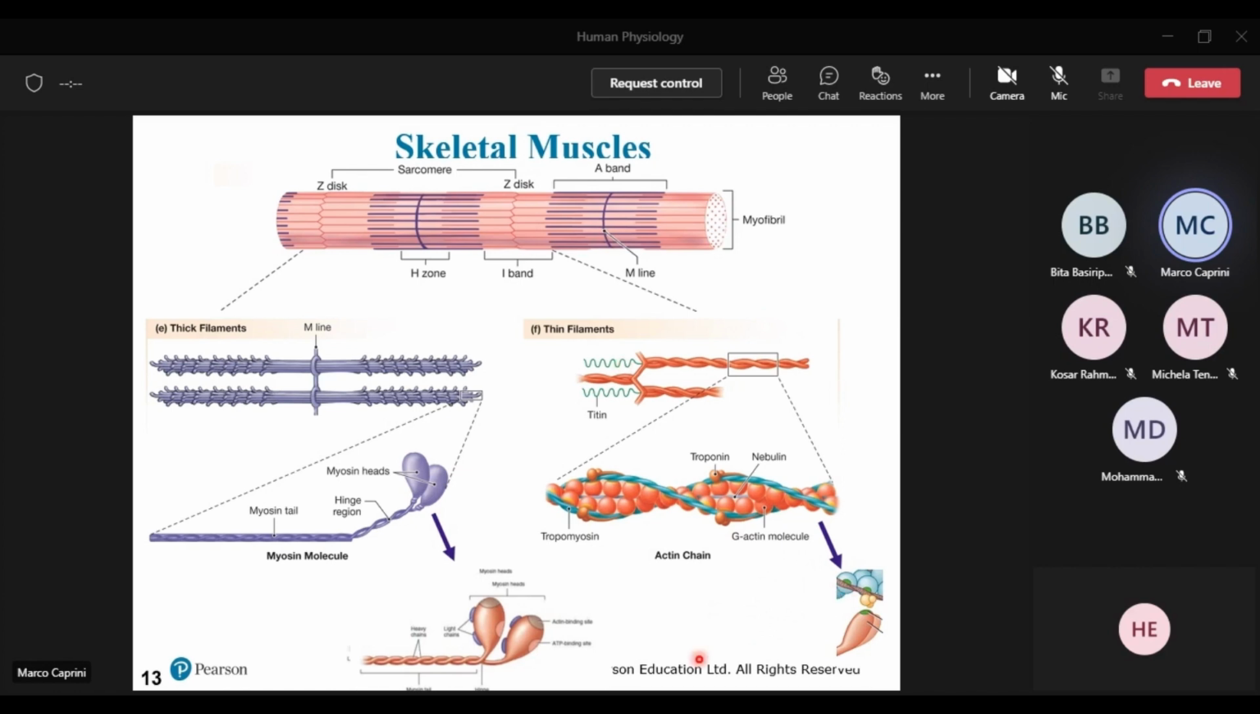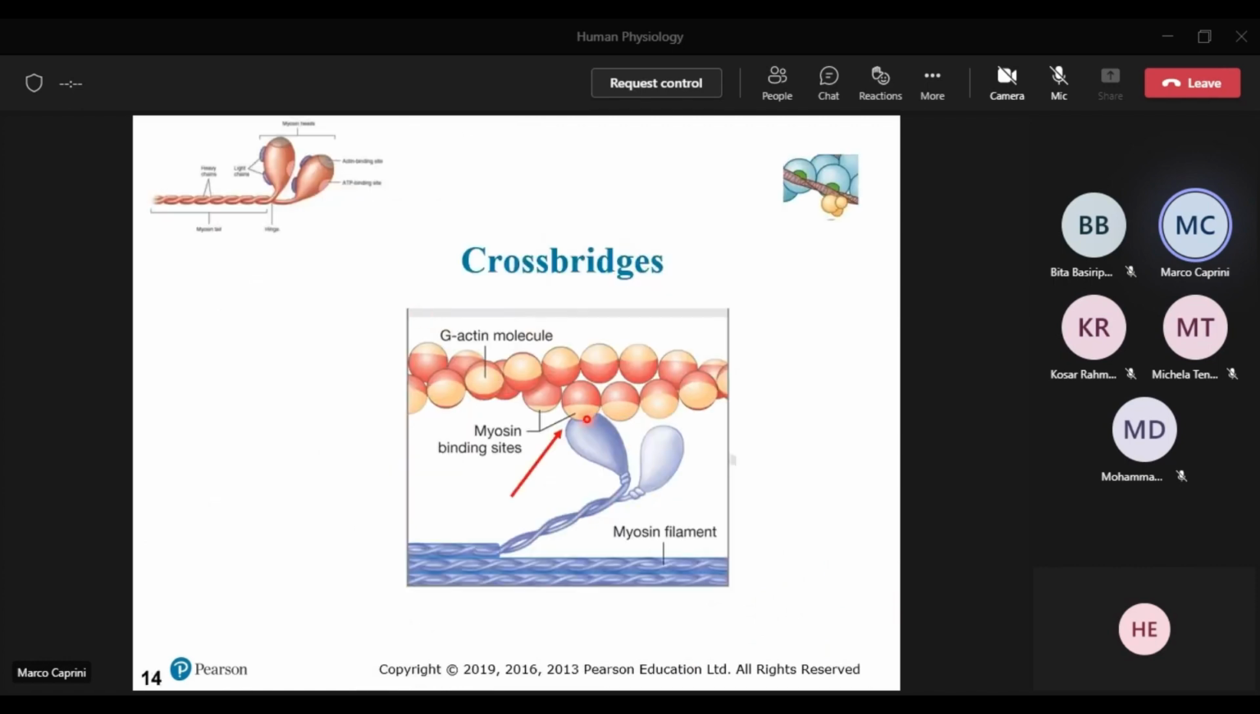you can see here. Exactly. You can see here the actin binding site on top of the myosin head and the myosin binding site on top of the actin molecule. So the actin and myosin filaments are close together in this condition, and the actin binding site is close to the myosin binding site.